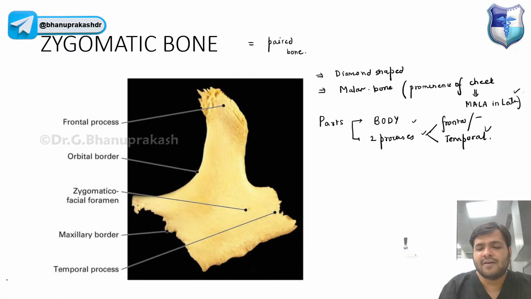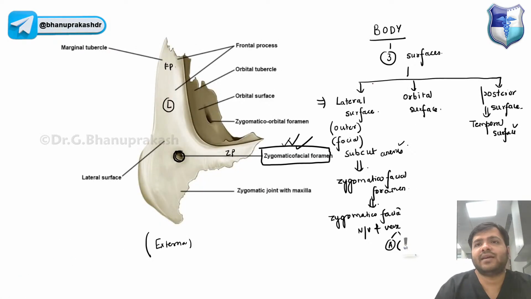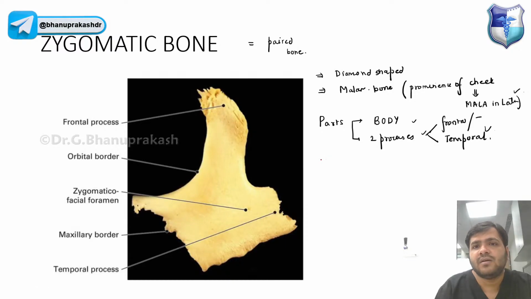We have various borders also, guys. If you can just see over here, the body has three surfaces, and remember, guys, we have many borders over here. I assure you that there are 5 borders in the body. In the body, we have the 3 surfaces which we have discussed, and we also have 5 borders. Over here, if you can just see, we have this border, this line, that is the antero-superior border.